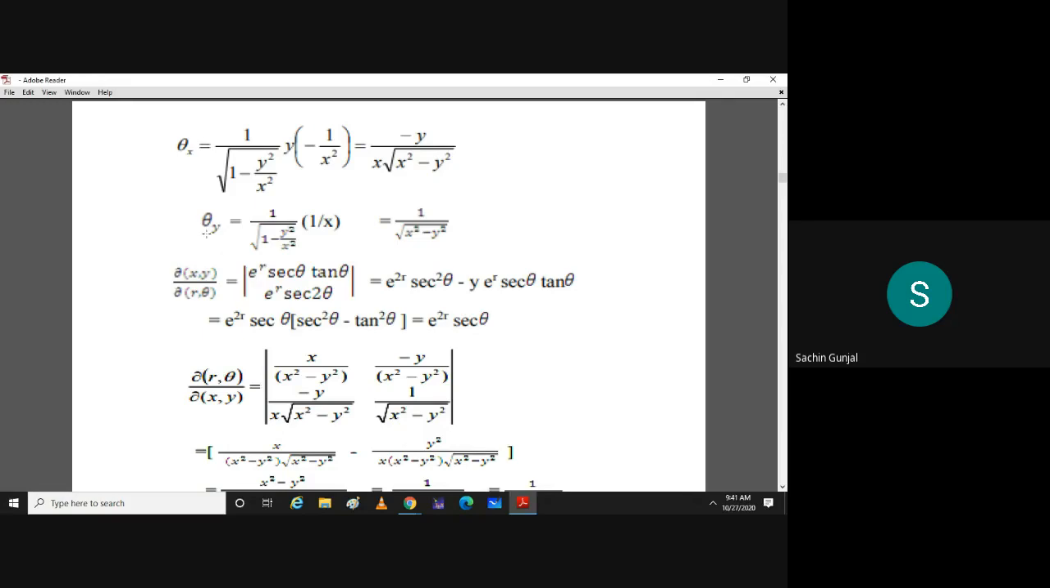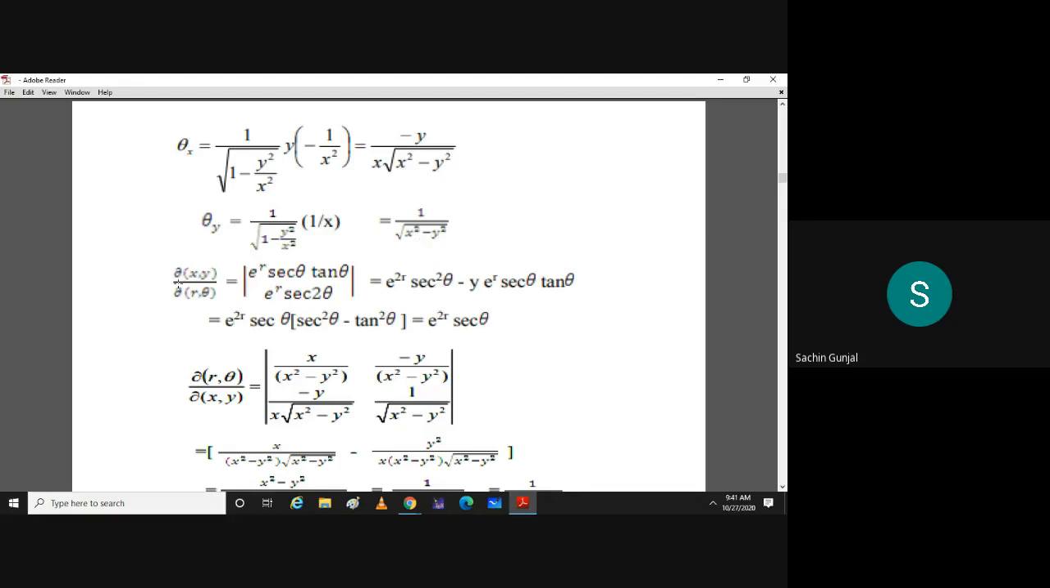Now theta with respect to y. So 1 upon under root 1 minus y square upon x square, into the derivative of y by x with respect to y, which is 1 by x. Now if you cross multiply this, x will be in the numerator, x gets cancelled, and you get 1 upon under root x square minus y square.